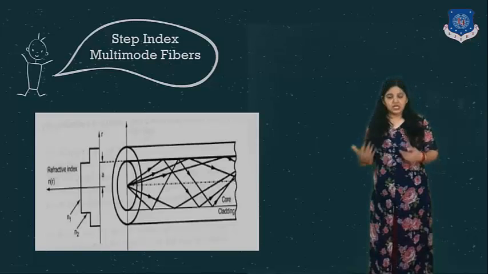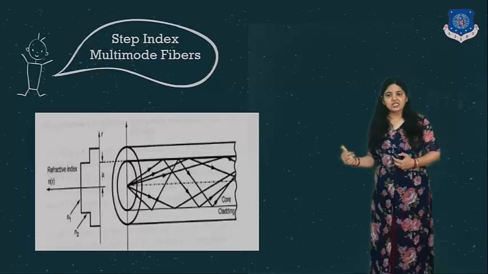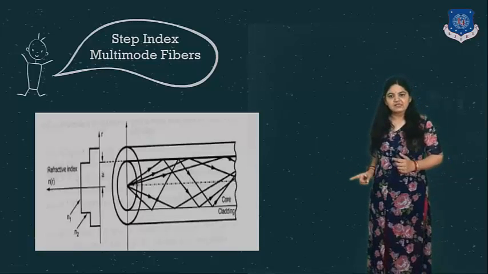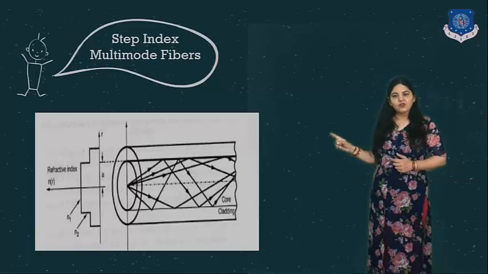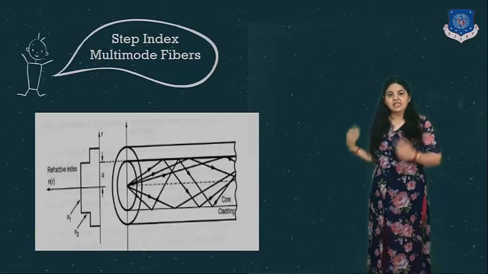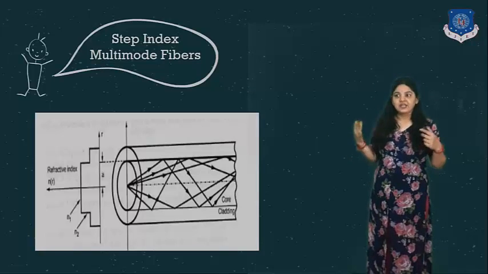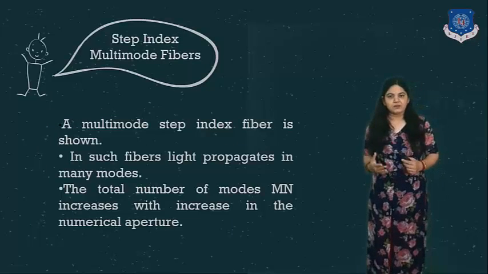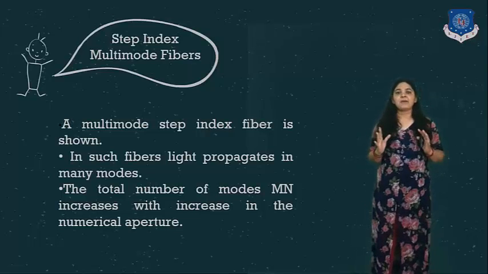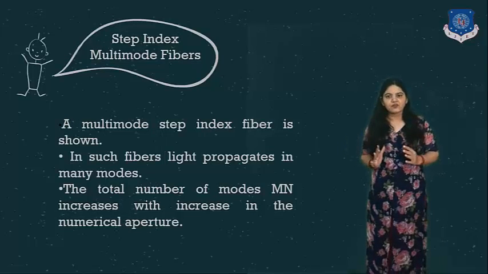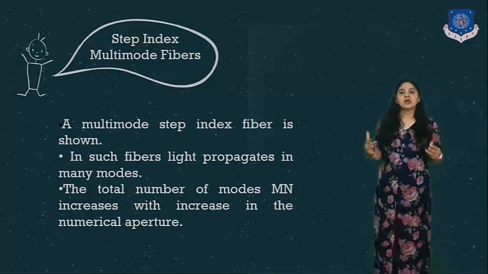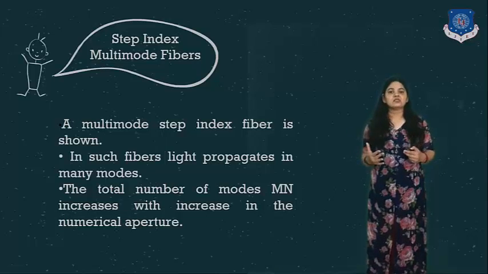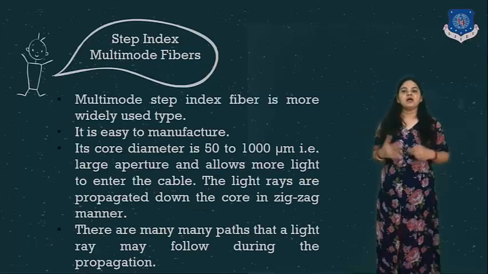So step index multi-mode fiber. Here you can see that more than one mode can transmit through the fiber. So that is why you can see what kind of pattern we will find. That is having the material N1 refractive index, N2 refractive index, and more than one mode can transmit using such kind of fiber. So in the multi-mode step index fiber, as we have seen in the figure, the light propagates in many modes. So the total number of modes Mn increases as the numerical aperture increases.